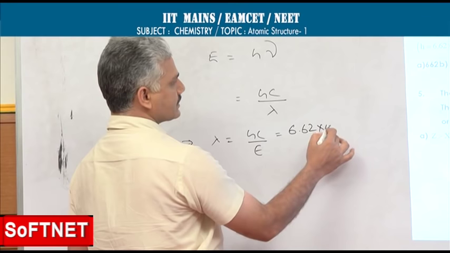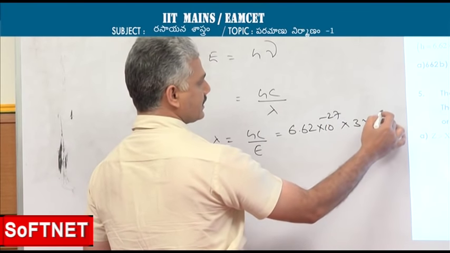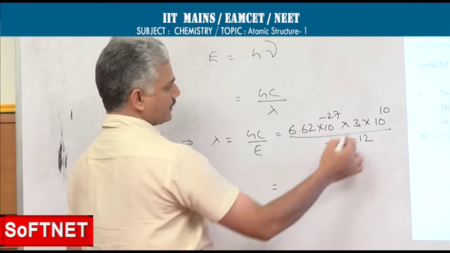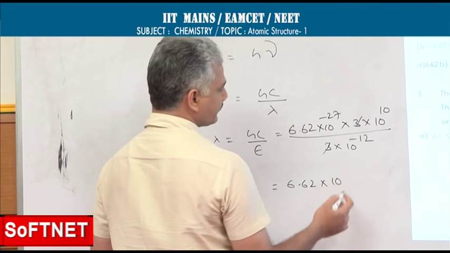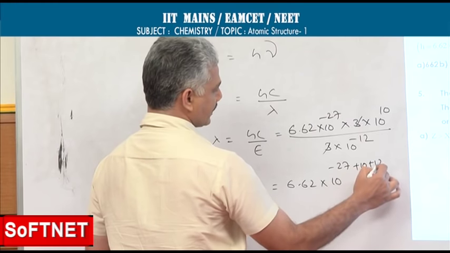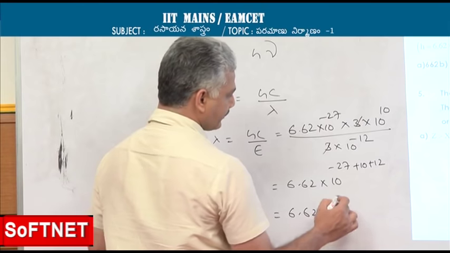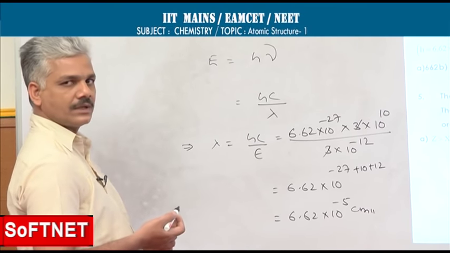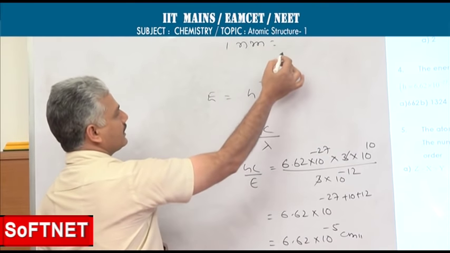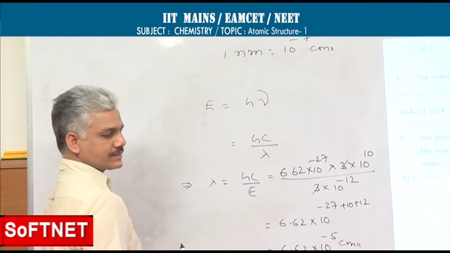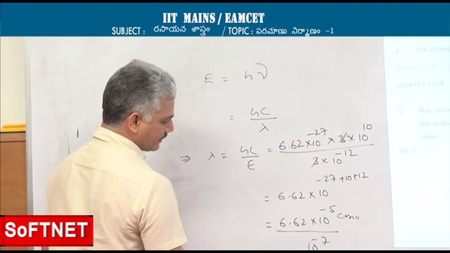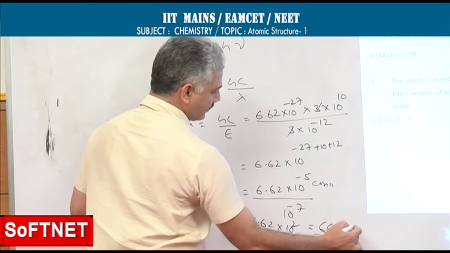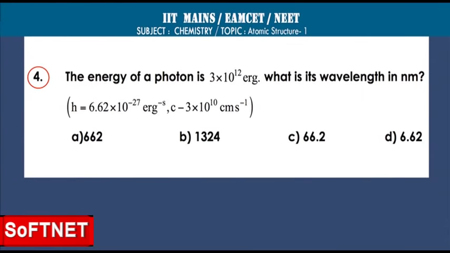In place of h, 6.62 into 10 power minus 27. In place of c, velocity of light, 3 into 10 power 10. In place of energy, 3 into 10 power minus 12. So this comes out to 6.62 into 10 power minus 27 plus 10 plus 12, 6.62 into 10 power minus 5 centimeters. When these centimeters have to be converted into nanometers, the conversion factor is 1 nanometer is equal to 10 power minus 7 centimeters. Therefore, it has to be divided by 10 power minus 7. So 6.62 into 10 power 2 we get, or 662 nanometers you can say. So the correct answer for this problem is the first option A.